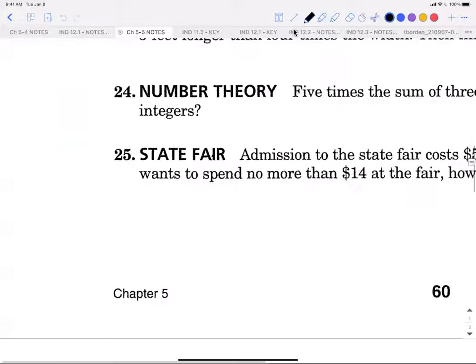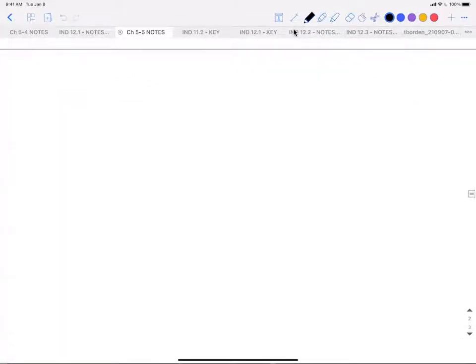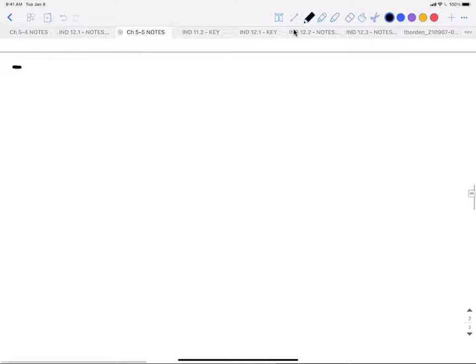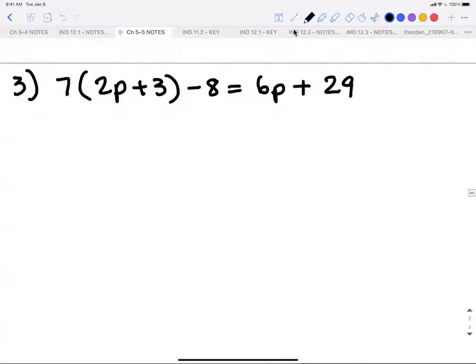All right, so now you're probably going to want to flip your paper over and work on the back because there's not enough room, because number 3 is kind of a big problem. And what I always tell people with this, bigger does not mean that it's harder to do. You still follow the 3 same steps in the same order: distribute, combine like terms, and then solve across the wall. So if we take number 3, and I'm going to write it on the back here, we have 7 times 2p plus 3 minus 8 equals 6p plus 29. And it looks really hard, right? It looks very complicated, but we're going to follow our same steps that we have been used to following.